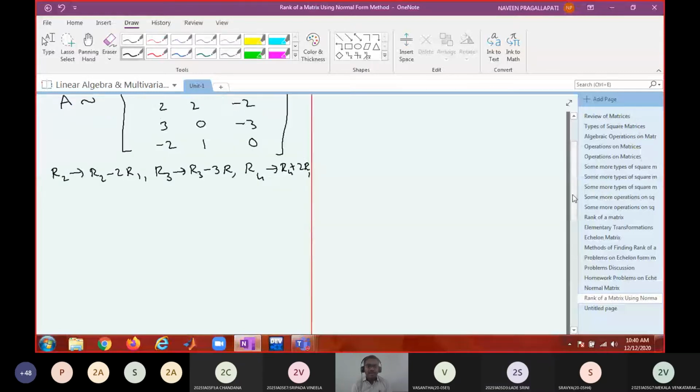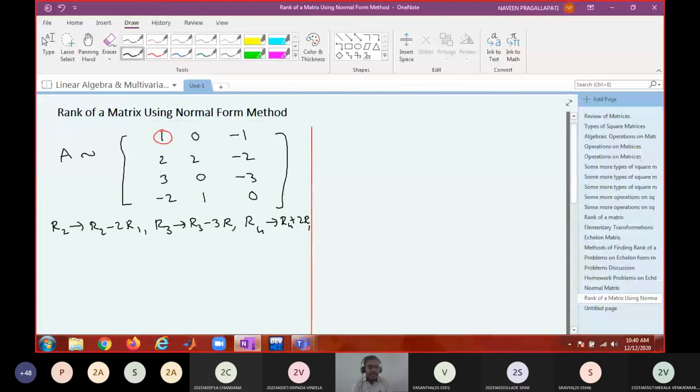Then what will be the equivalent matrix? You can use your calculator or your own calculations to tell me. So 1, 0, minus 1. What is the next row? 2 minus 2 is 0, 2 minus 0 is 2, minus 2 plus 2 is 0. What is the next calculation? 3 minus 3, 0.